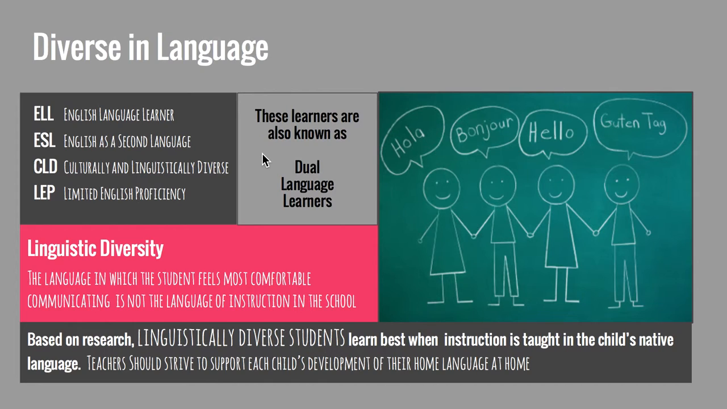Linguistic diversity is the language that the child feels most comfortable communicating in, and this will not be the language of instruction at school. But what we find based on research is that linguistically diverse students actually learn best when they continue learning in their native language, and we don't push them to learn in English. And this makes sense. You keep learning in your native language. But at some point, we have to teach them English, and we have to take their instruction from their native language to our English language.